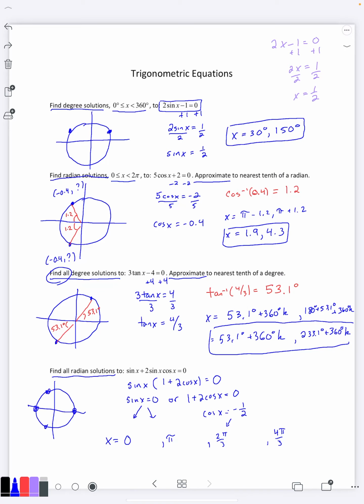And then since we want all possible solutions, and one trip around the circle is 2 pi, each one of these is going to be plus 2 pi k for some integer k. And this then gives us all the possible infinitely many solutions to this equation.